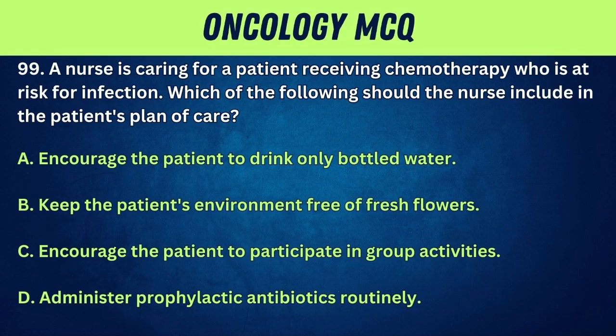99. A nurse is caring for a patient receiving chemotherapy who is at risk for infection. Which of the following should the nurse include in the patient's plan of care? A. Encourage the patient to drink only bottled water. B. Keep the patient's environment free of fresh flowers. C. Encourage the patient to participate in group activities. D. Administer prophylactic antibiotics routinely.